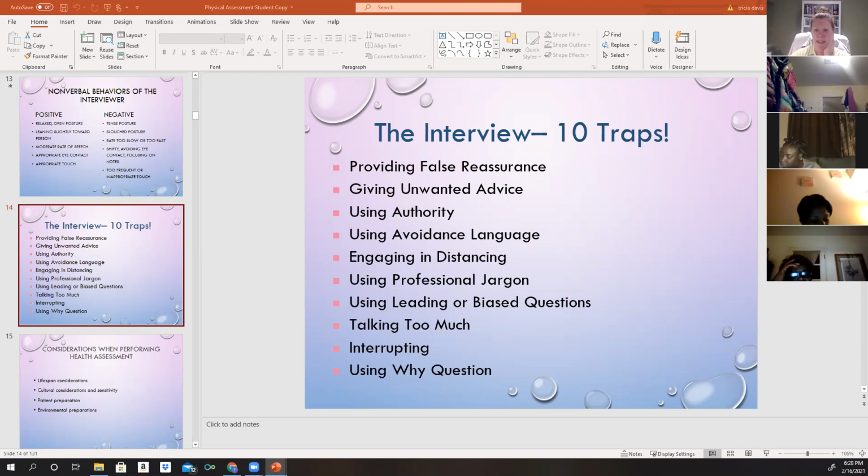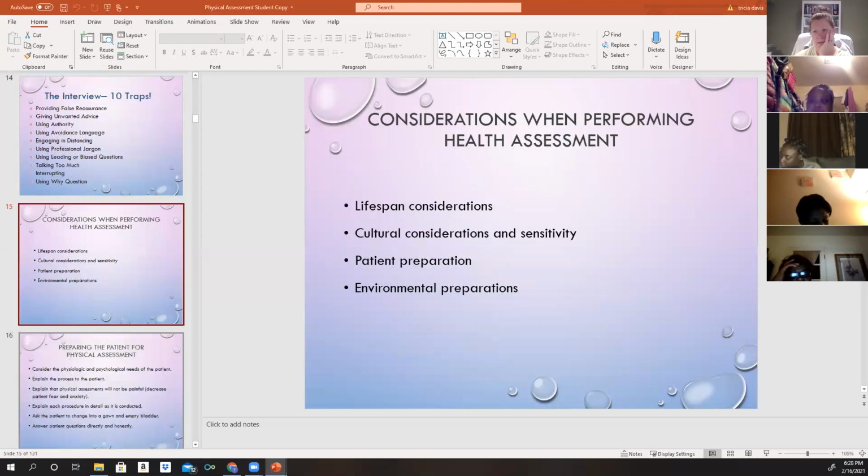Using leading or biased questions. We want to avoid talking too much. That's probably my problem. I talk a lot to my patients. We don't want to interrupt when we are talking to them. We want to be good listeners. And then we don't want to use the why question, because some patients find that offensive.